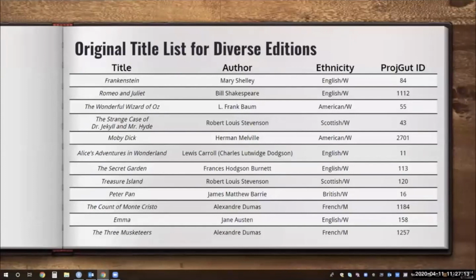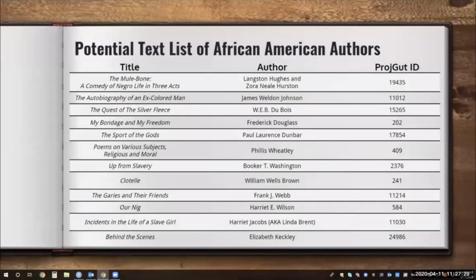These are the texts that were selected by Barnes & Noble for the Diverse Editions campaign. On this slide, you can see the title, author name, their ethnicity, and then the Project Gutenberg ID. We will talk about this ID in a moment. These are the texts that we selected to represent the African American authors and were also available on Project Gutenberg. Many of the authors listed are canonized in American literature, but some names and titles are less renowned.